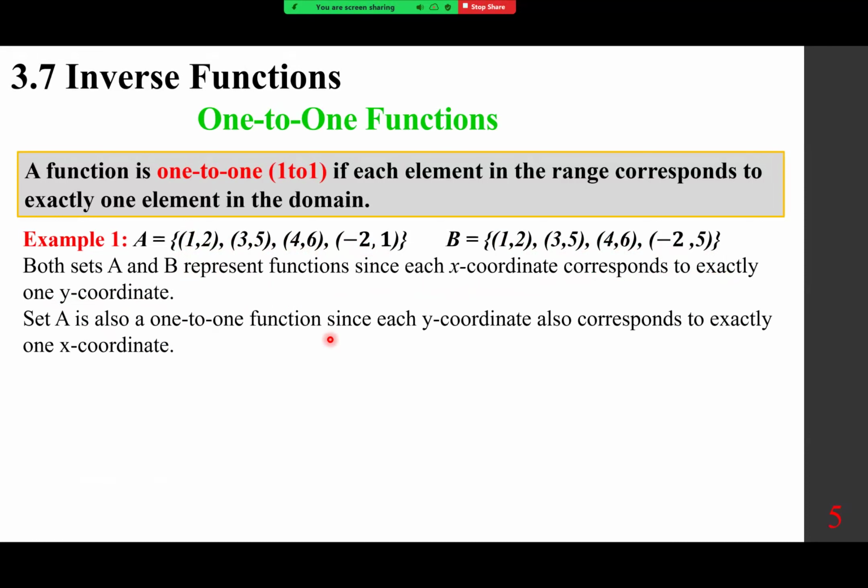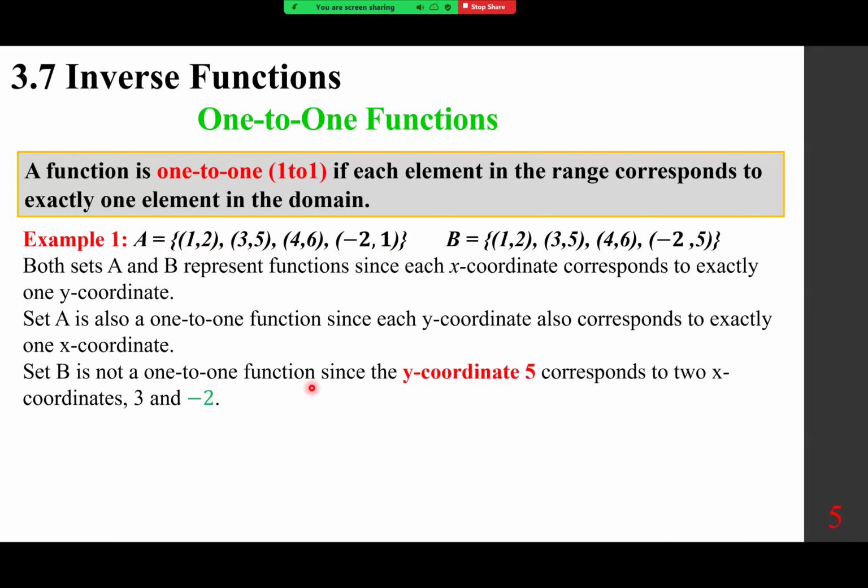Set A is also a one-to-one function since each y coordinate also corresponds to exactly one x coordinate. If you look at the y coordinates of A, 2, 5, 6, 1, they're all different. That's the meaning of it. On the other hand, set B is not a one-to-one function since the y coordinate 5 corresponds to two x coordinates, 3 and -2. The y coordinates are 2, 5, 6, and so far so good. But now 5, the y coordinate 5, is being repeated, and therefore this fails to be a one-to-one function.